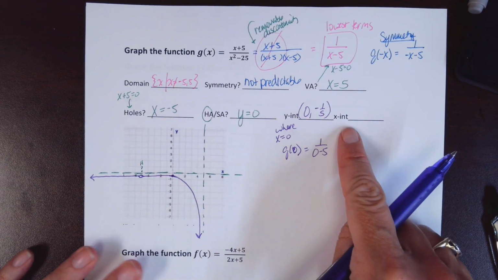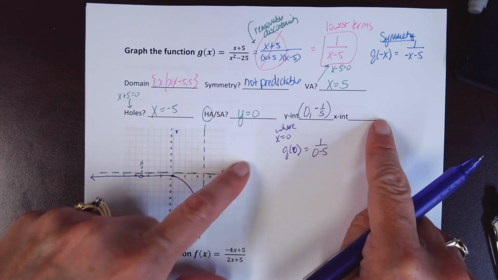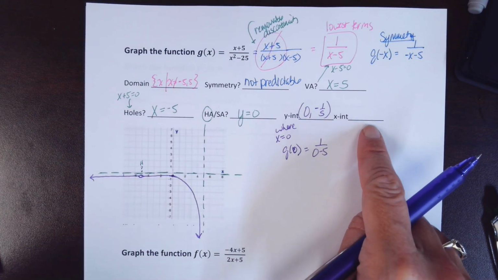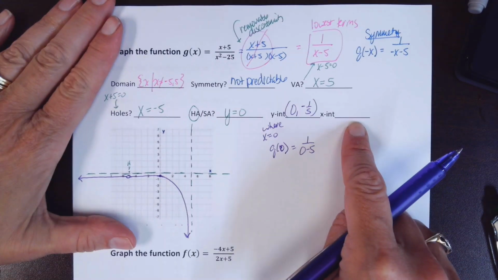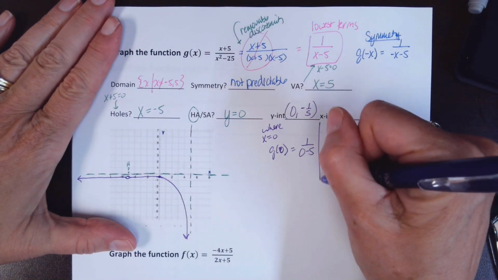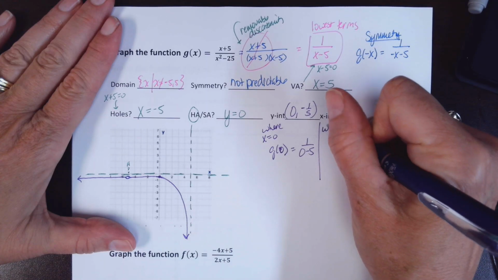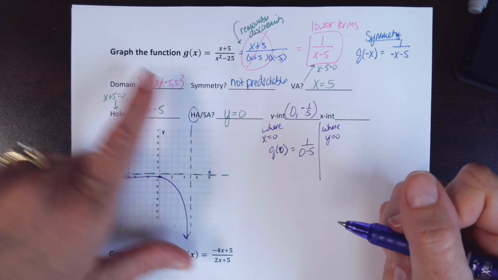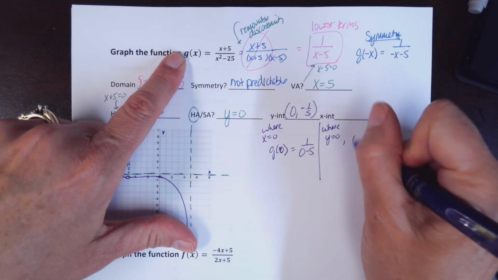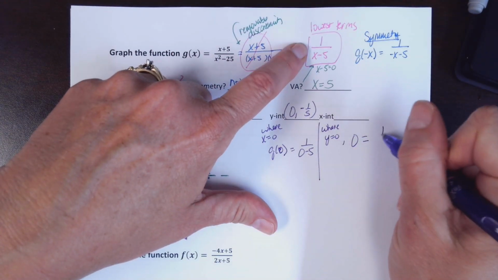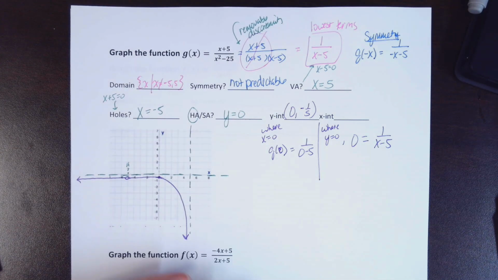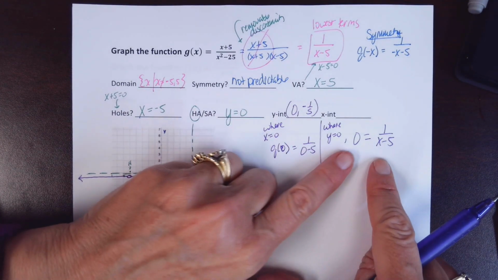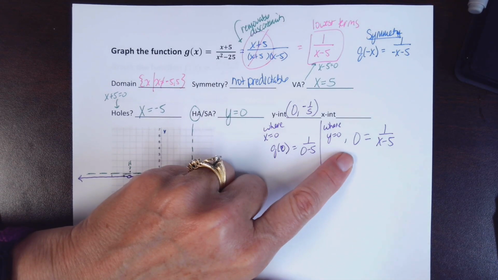Now, x-intercept. My horizontal asymptote is the x-axis, and I only have one vertical asymptote, so I do not expect to have an x-intercept. But we're going to check. My x-intercepts always happen where y equals 0. So instead of g of x, I take that out and I set 0 equal to my function in lowest terms because that keeps my life easy. The step here is always the same.